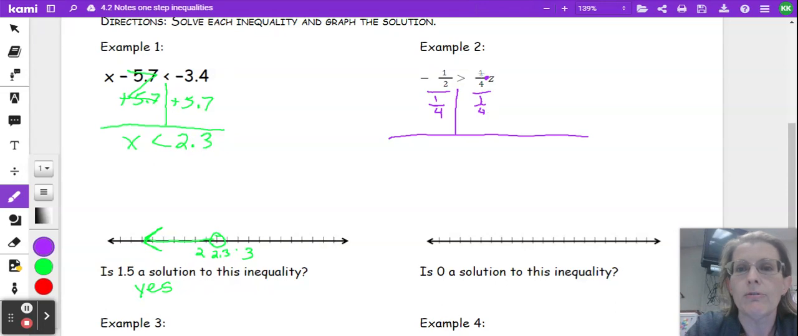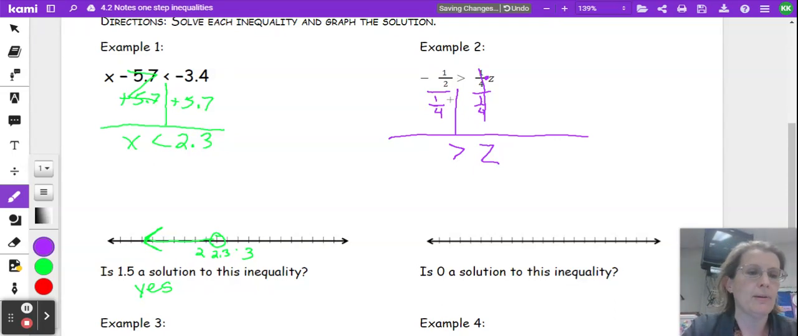So on this side, 1/4 divided by 1/4 turns into a 1. So I bring down my z because I don't have to put 1z. I bring down my greater than symbol, and then negative 1/2 divided by 1/4. You can use your calculator for that, or you can work it out if you want to. We will get negative 2. So negative 2 is greater than z.